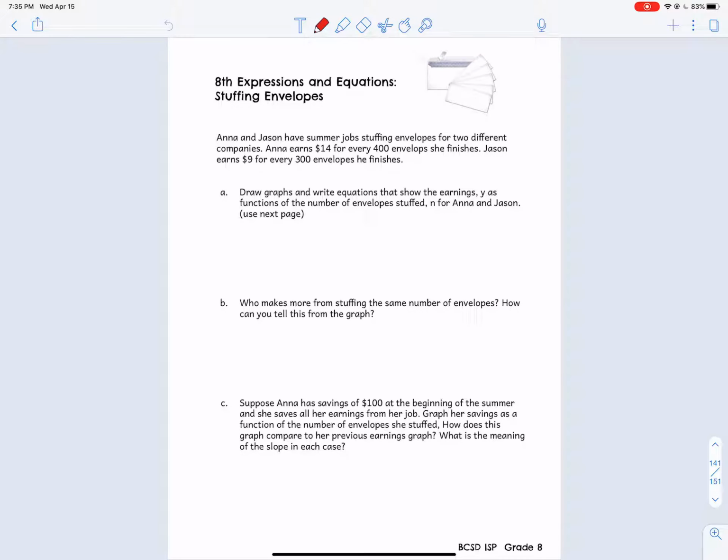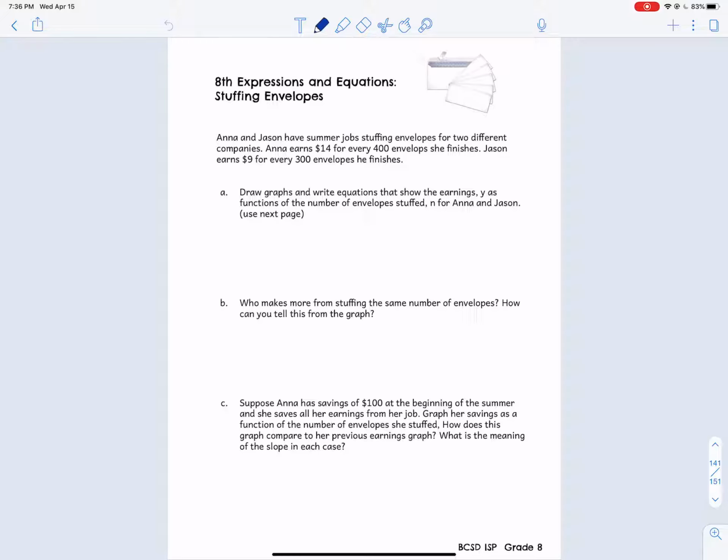Okay, so this is day 10 of the first distance learning packet from BCSD and the math section. We're starting off with a task, and it says that there are two people. They have summer jobs putting stuff in envelopes, and they make different amounts.